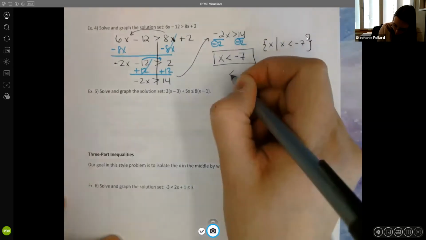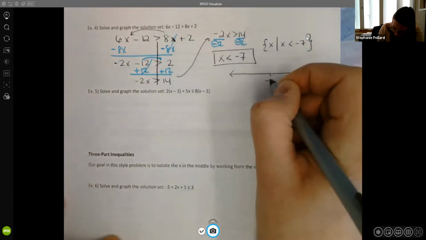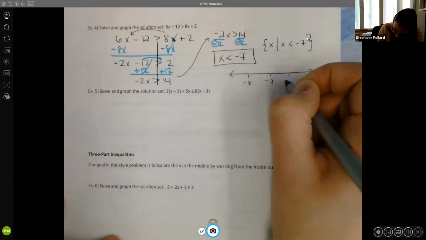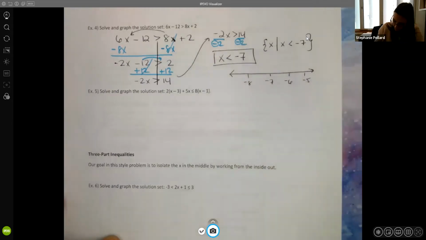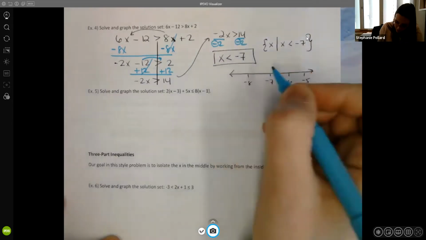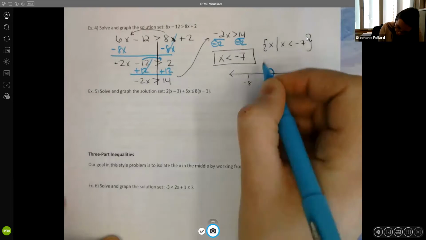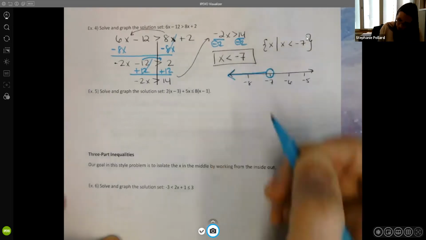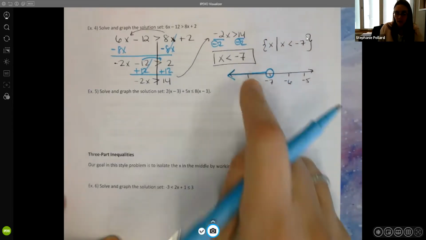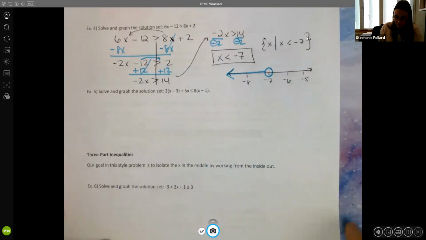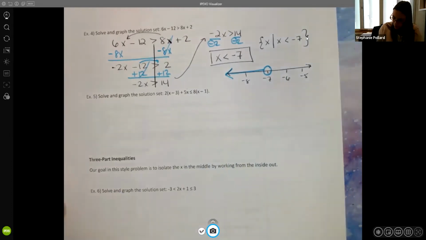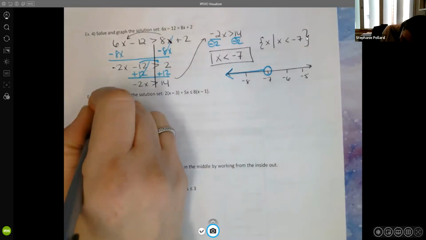So I'm going to set up my graph here. I'm reading x is less than negative 7. And again, I can do a quick check to plug in and make sure I have graphed the correct side. All right, let's do one more here.